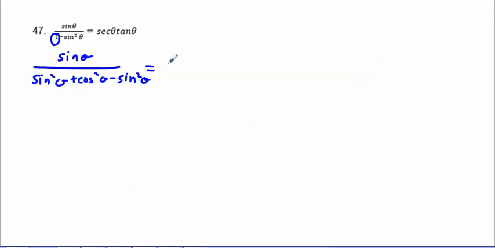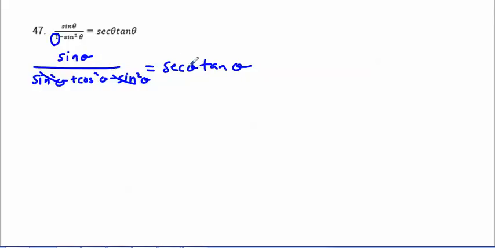One more time, I'm going to take this number 1, and I'm going to replace it with sine squared theta plus cos squared theta. So I have sine theta over sine squared theta plus cos squared theta. And I still have minus sine squared theta. And this equals secant theta tangent theta. So my sine squared and my minus sine squared, those cancel out. And now I have sine over cosine squared theta.